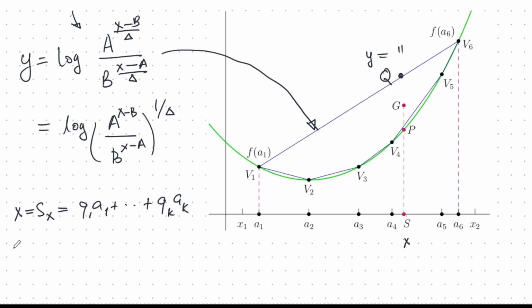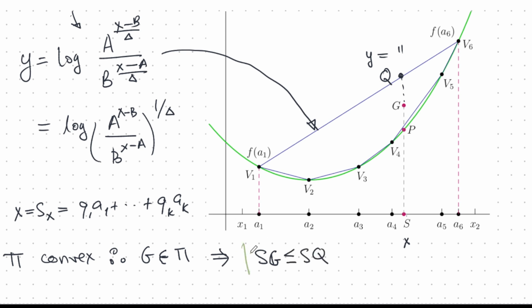And now let's apply the inequality. Polygon pi is convex, therefore G is an L inside polygon pi. And that gives us the following very interesting inequality, that SG is less than or equal to SQ. Very interesting. So we have everything in place. It's time to figure out, what does this imply? Where does this go? What does this look like exactly?